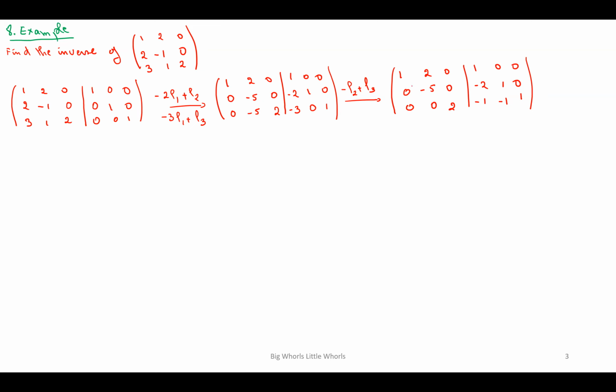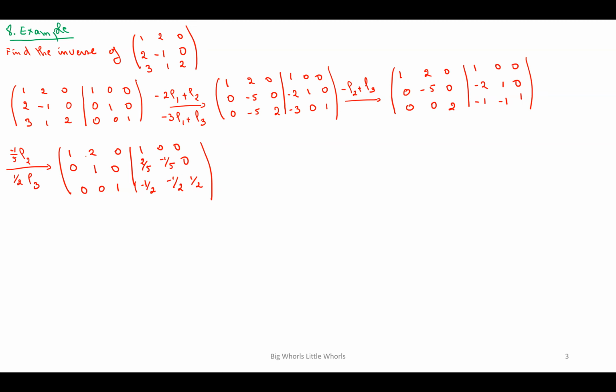What I'm going to do here is to divide row 2, I want to have 1 in the diagonal, so I'm going to have minus 1 over 5 row 2, and then I also want to divide row 3 by a half. This will give us 1 2 0, 1 0 0, 0 1 0, and here is going to be 2 over 5, minus 1 over 5 and 0, and 0 0 1, and here we have a half, so we have minus a half, minus a half, and a half. Okay, so now let's go to the last phase.